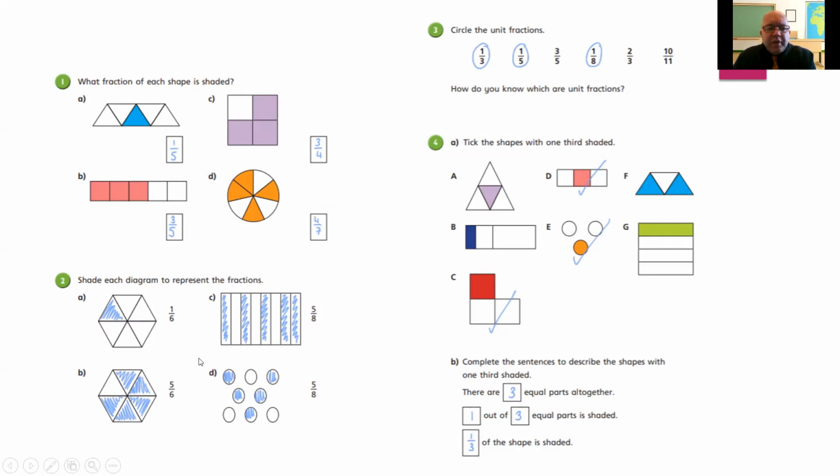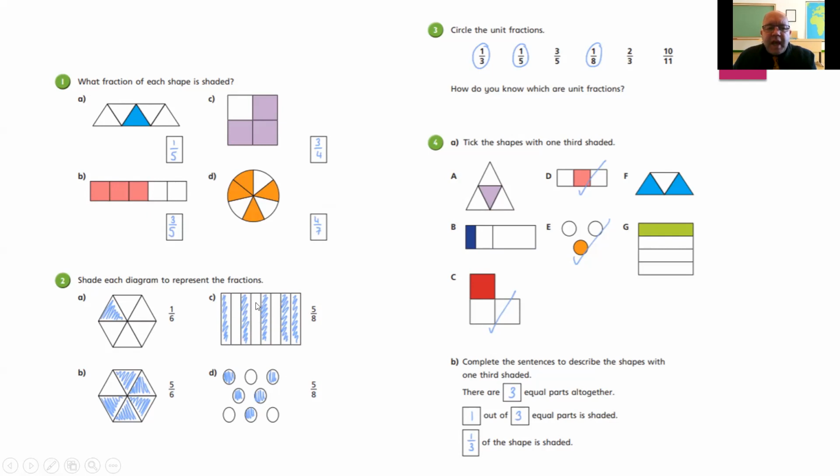Question 2, a little bit of shading for you. The pictures were all equal parts. So A, there were 6 equal parts to match our denominator, and 1 of them needs to be shaded. On this one, there are 6 equal parts, but 5 of them need to be shaded. It doesn't have to be the same 5, and it doesn't have to be the same 1, but as long as you've shaded 1 part and 5 parts, then you're correct.